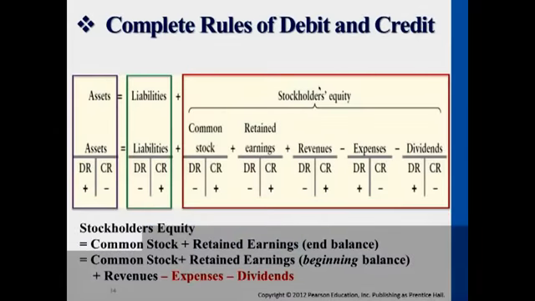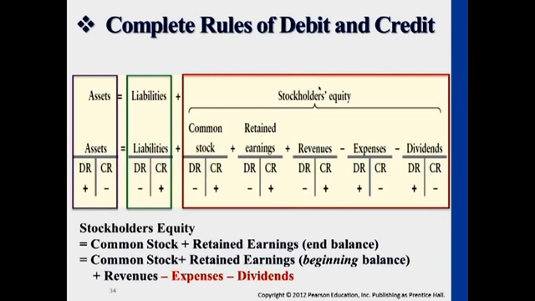Okay, so this slide basically summarizes the complete debit credit rules for pretty much all the accounts that you will need for the first few chapters. Assets, again, increase on the debit side; the plus side is on the left side. Liabilities increase on the right side. For stockholders' equity, the first three T accounts, common stock, retained earnings, and revenues, when we increase them, it's on the credit side.